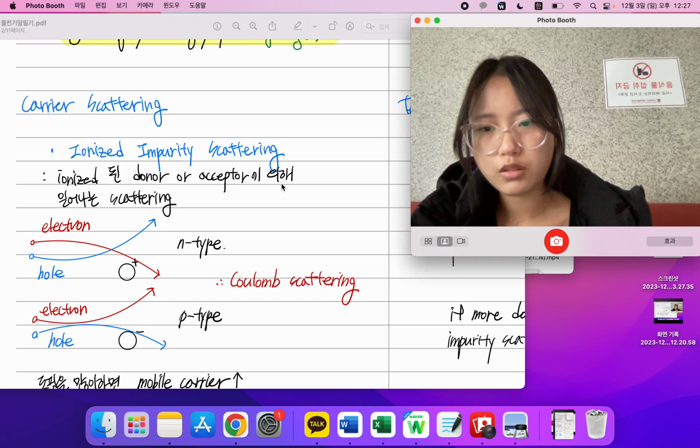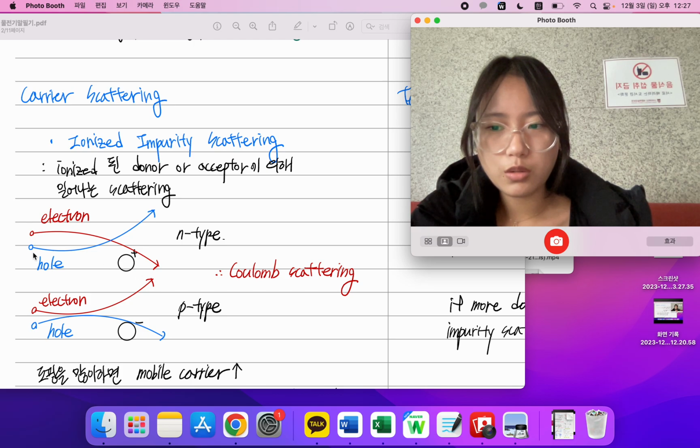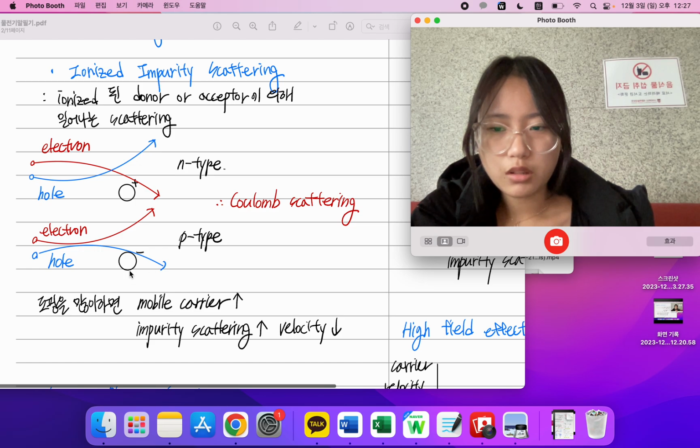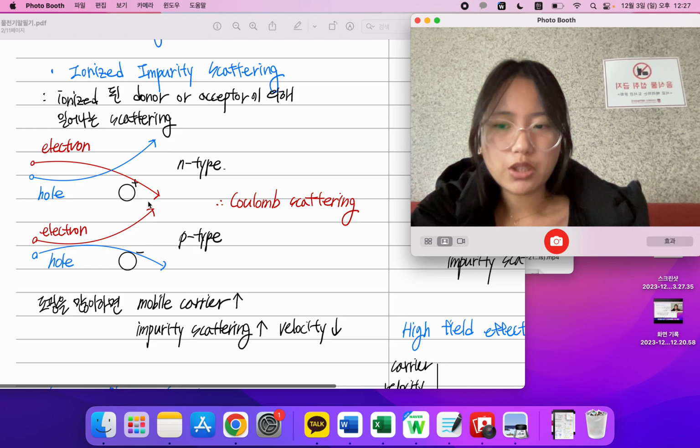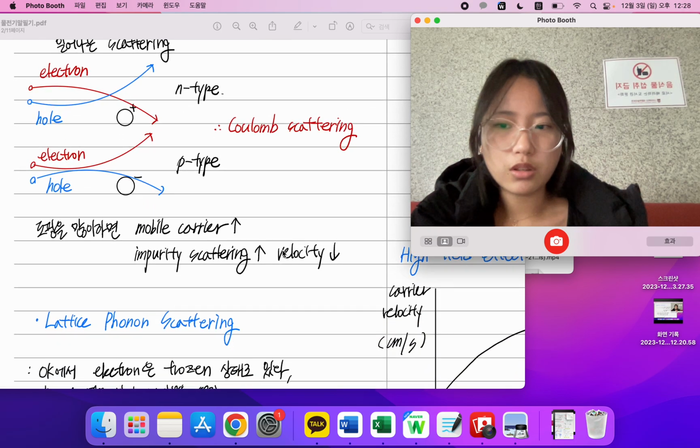Next, carrier scattering. If I dope n-type, the fixed charge gives electrons and the fixed charge is plus, so the electron moves toward the fixed charge. In p-type, the fixed charge is minus, so the hole moves toward the fixed charge and the electron moves to another place. We call this Coulomb scattering. If I dope a lot, the mobile carrier density is higher, impurity scattering is higher and velocity is lower.